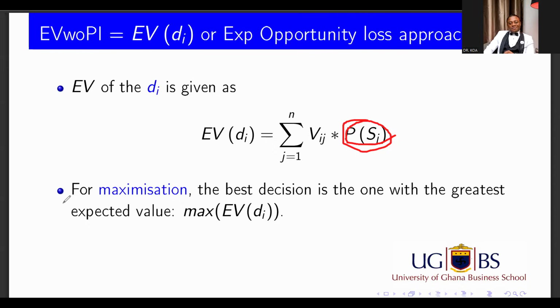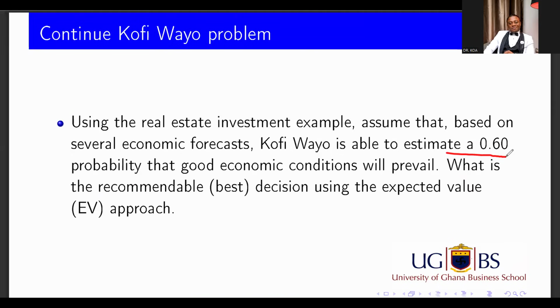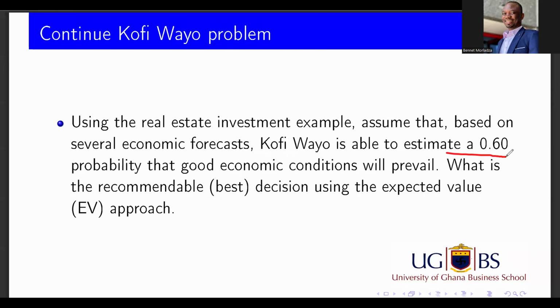Now let's go to the Kofi-Wayo situation. We are told here that Kofi-Wayo is able to estimate a 60% probability that good economic conditions will prevail. That's all. That was the story. So if Kofi-Wayo has been able to estimate that 60% of the time economic conditions will be good, it means that how many percent of the time will economic conditions be bad? You deduce that. Bennett? 40%.